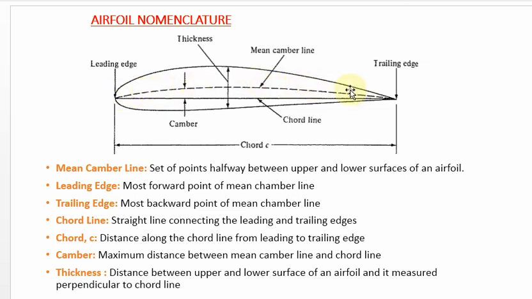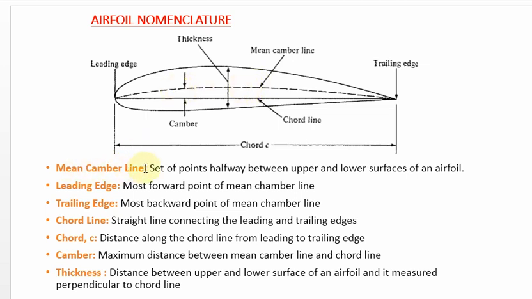This dotted line is called the mean camber line. The function of this line is to exactly divide the aerofoil into two equal parts, whether it is a symmetrical aerofoil or a cambered aerofoil. The main function of the mean camber line is to exactly divide the aerofoil into two equal parts. Most of the parameters will depend upon the mean camber line. That's the first point.